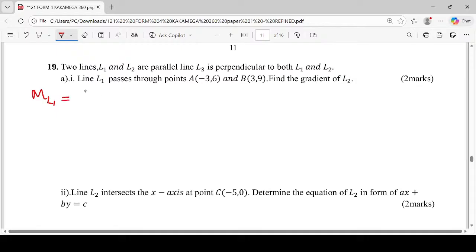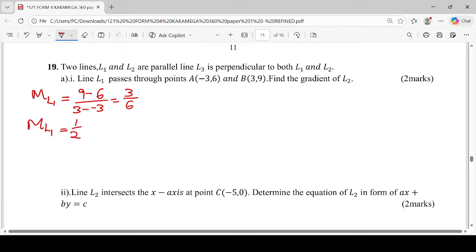So it will be 9 minus 6 over the change in x, which is given by 3 minus negative 3. So 9 minus 6 is 3, over 3 minus negative 3, which is 6. So this simplifies the gradient of line L1 to a half.